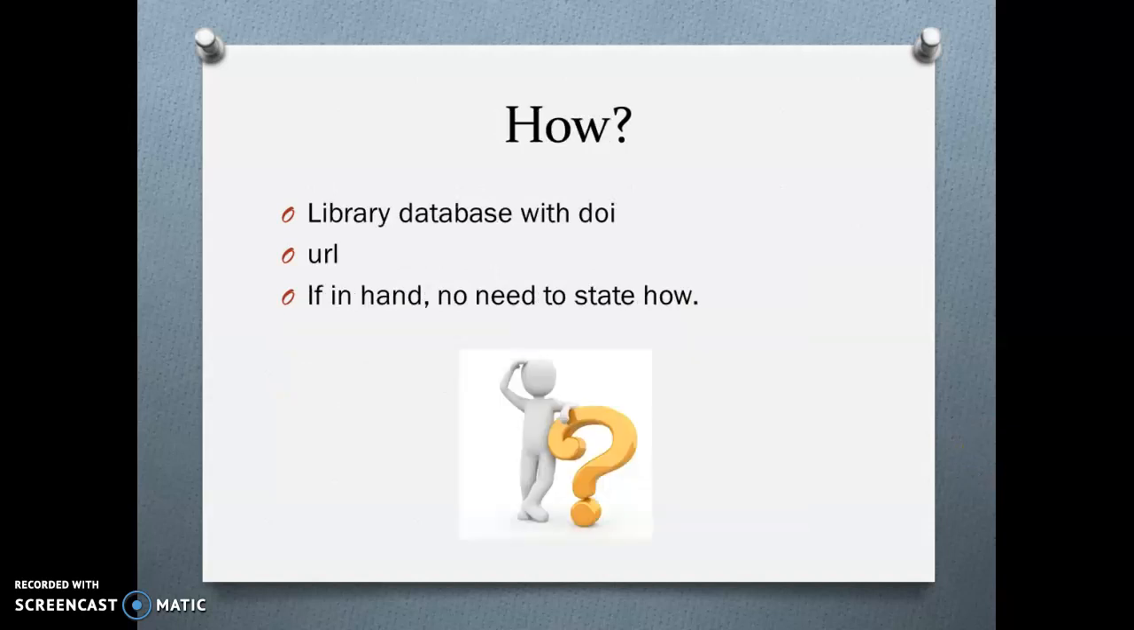How? How did you find it? Was it through a library database with a DOI or URL? Did it have a stable URL or an AN number? There's so many different types of ways you can find it. If it's in your hand physically, you don't have to state the how. So if you have a book right in front of you and it's open to a specific page, you just need to tell us the page numbers. You don't really have to tell us that it's a book in front of my face right now, right?